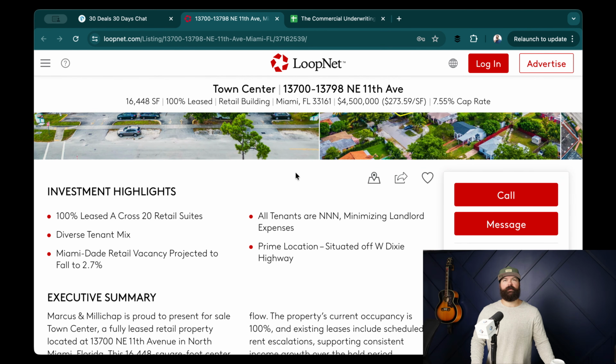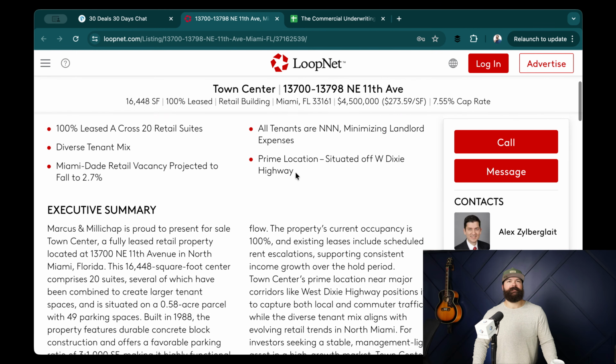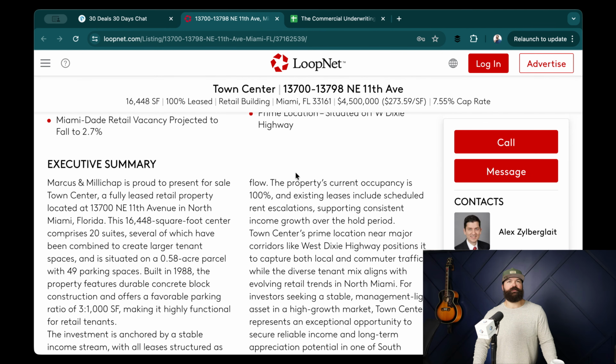All tenants are triple net, minimizing landlord expenses, diverse tenant mix. We like this. All right. This is interesting. 16,500 square foot center. 20 suites. I love that. That's good and bad. Some landlords will see that as a good thing, or some will see it as a bad thing. I actually see it as a good thing because they're smaller suites, right? I mean, every suite average is like 850 or 900 square feet. I like that. You know, you're diversifying your income.